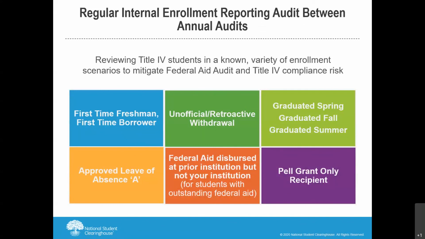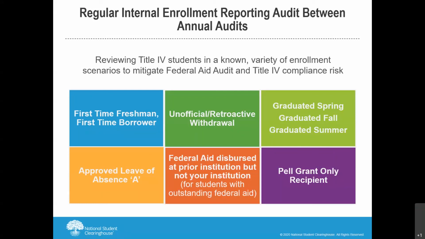Students that you cherry-pick for this are, again, just Title IV students, but students in these different situations would be good: first-time freshmen, first-time borrowers, a student that was a Title IV student and was an unofficial withdrawal or had a retroactive withdrawal, students that graduated at the end of different academic terms during your academic calendar, and approved leave of absence. There are stipulations with the government about when you can and cannot report the A enrollment status code for a Title IV student. So if you have a Title IV student that you've reported in the A status, pull one of those into your test sample to review.